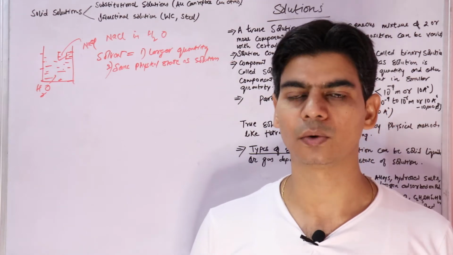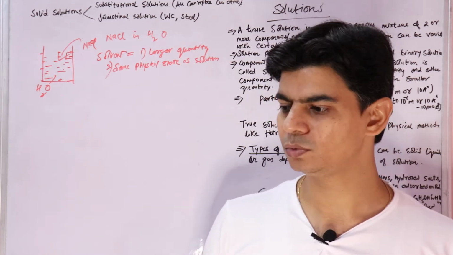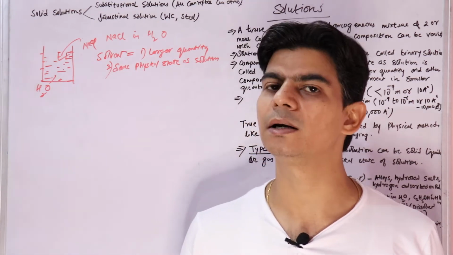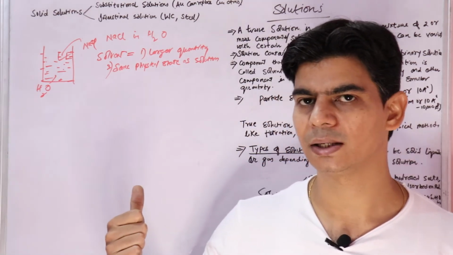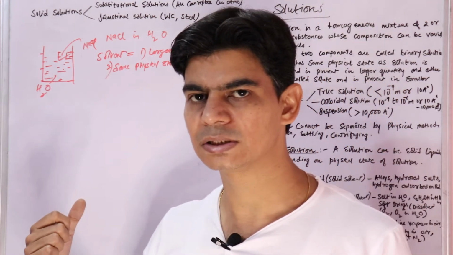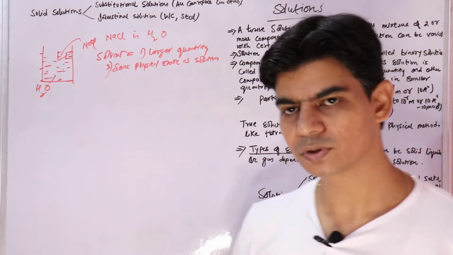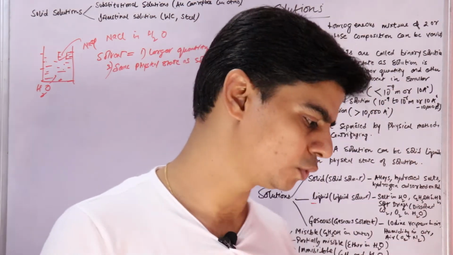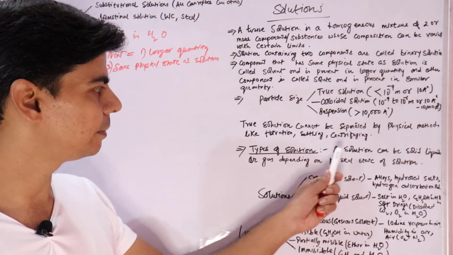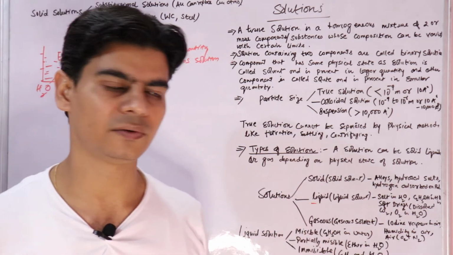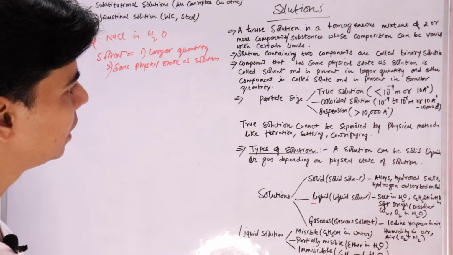Or settling down. Settling down is a process where you just keep your solution for some time and the solute, or the solid, will settle down. It won't happen in this case because of the smaller size of particles. So because of the smaller size of the particles of a true solution, it cannot be separated by physical methods like filtration, settling or centrifugation, right?